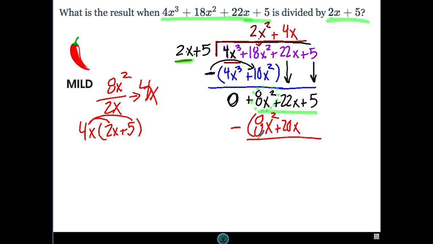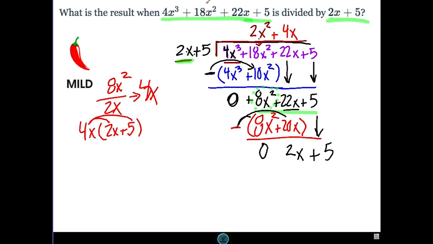We're going to subtract. I always put parentheses around this. That's just so I don't forget to distribute the subtraction sign. So 8x squared minus 8x squared is nothing. 8x squared, distribute the minus sign. So it's 22x minus 20x. So how about a little 2x plus 5? Bring this guy down. Okay? All right, everything's good. Let's just keep going.